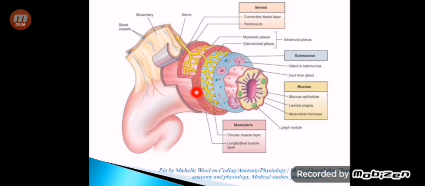The third layer is muscularis externa, which is subdivided into inner circular, outer longitudinal with Auerbach plexus in between. And then the fourth layer is the serosa, composed of a thin layer of connective tissue covered by mesothelium.